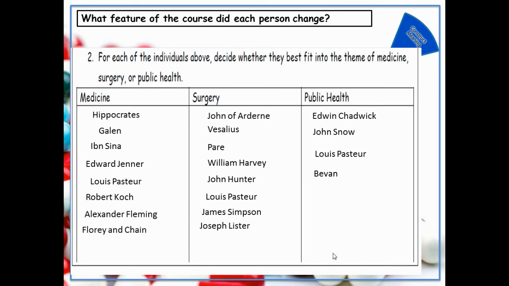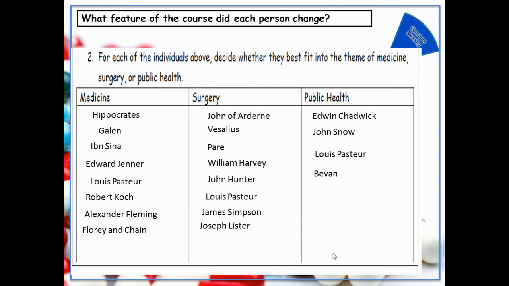So these are by no means all of the people that you need to know about or all of the events that you need to know about in the medicine course, but they are a good number of examples that you can use in your answers. If you want to pause this screen now and check what you wrote against this screen, that's absolutely fine.